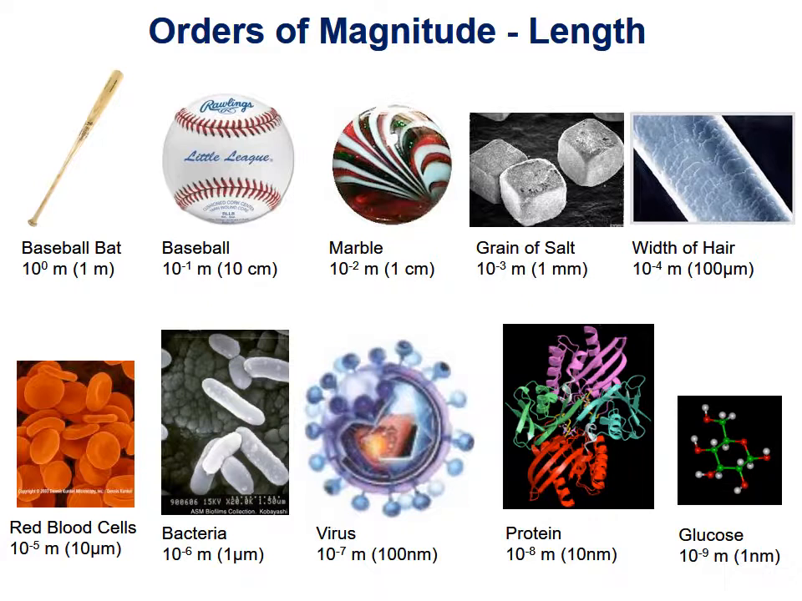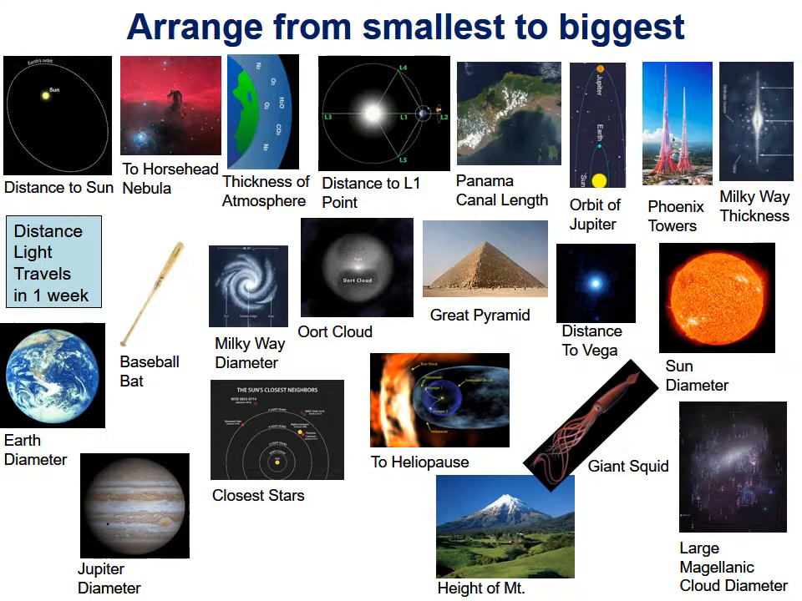Each object is about 1/10 in length of the preceding object. There are thus 9 orders of magnitude. That trip to the chemist in orders of magnitude is about 9 steps. When we consider space now, arrange these objects from smallest to biggest. As a hint, the baseball bat is the smallest object, being about 1 meter in length. Pause the video and arrange the objects, then continue to see the solution. Pause it now.